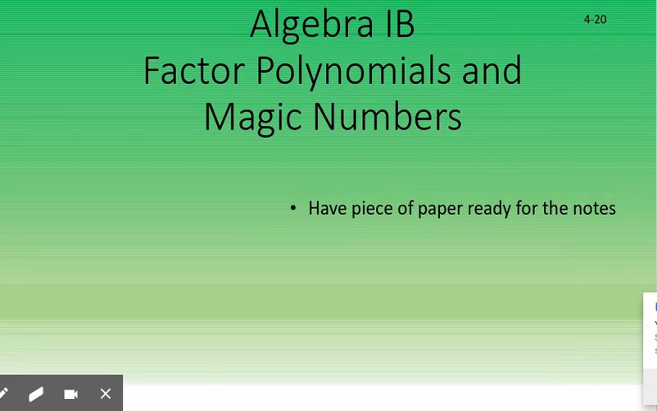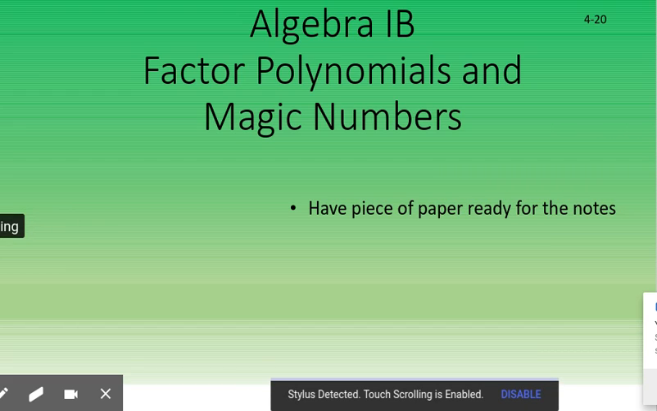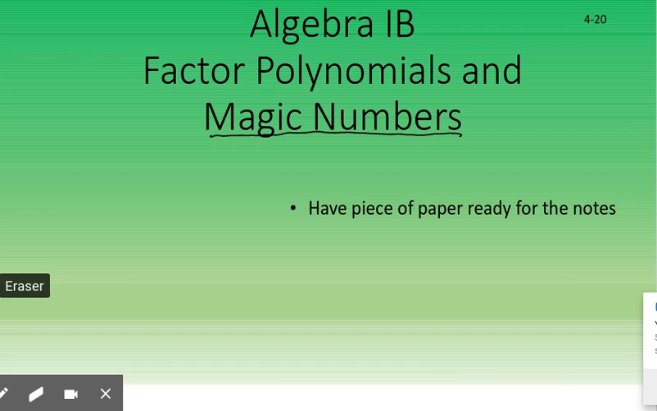Hey guys, here for your lesson for the week, and we're going to be talking about two things this week. We're going to be talking about factoring polynomials, and then we're actually going to talk about something called magic numbers. Magic numbers is something that's going to help us when we start factoring quadratics. So let's go ahead and get started here.